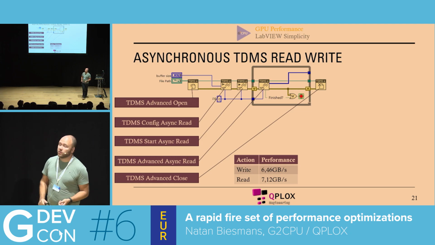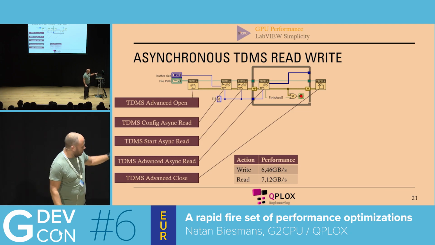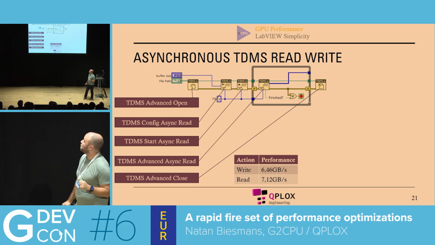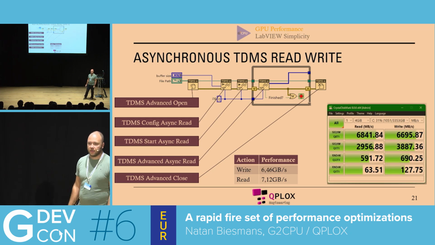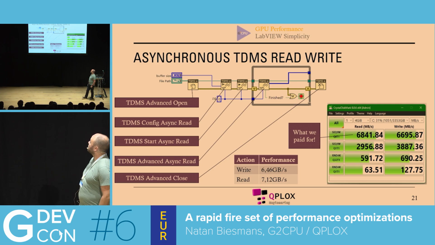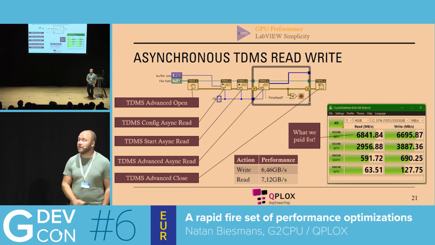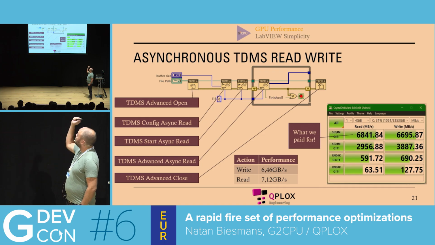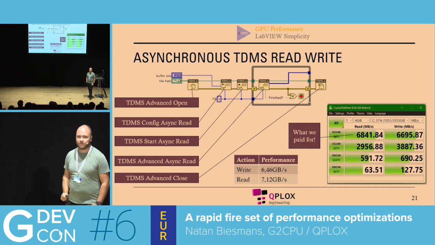Write speed, 6.46 gigabytes per second, again, on this system, on this laptop, and a read speed of 7.12 gigabytes per second. Now, I want you to quickly consider back to the synthetic benchmark. This is what we paid for, and now we got it. And actually, great job, Anna. You made code which we can use, which is better than a synthetic benchmark.